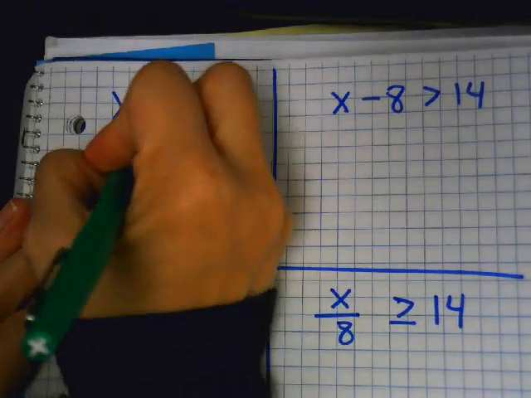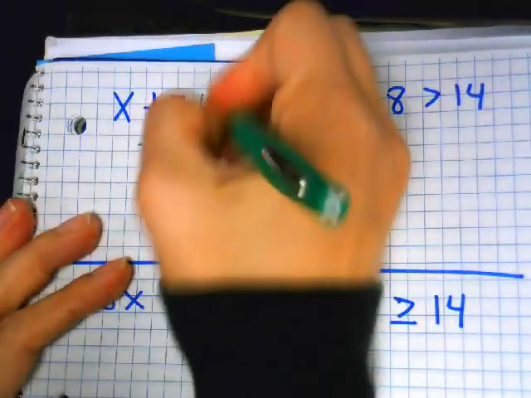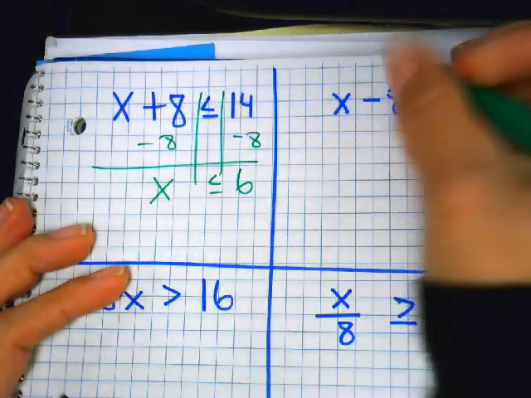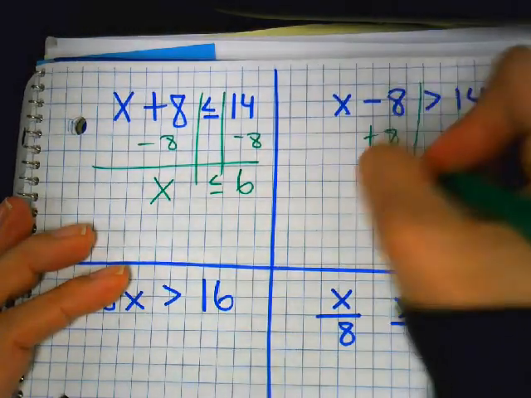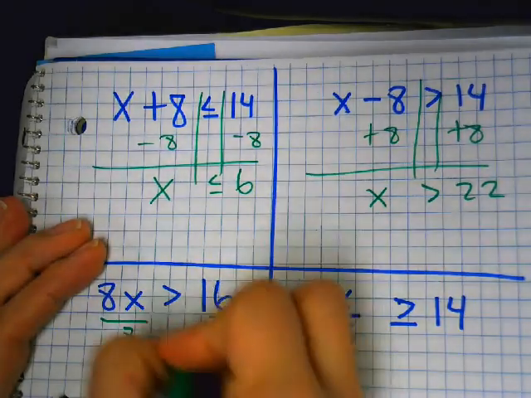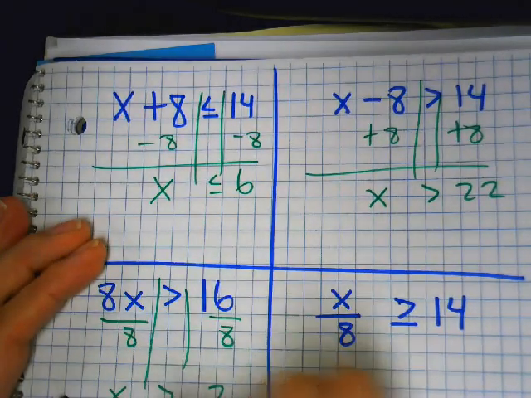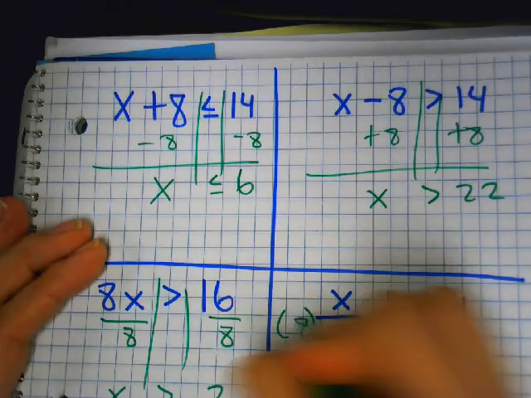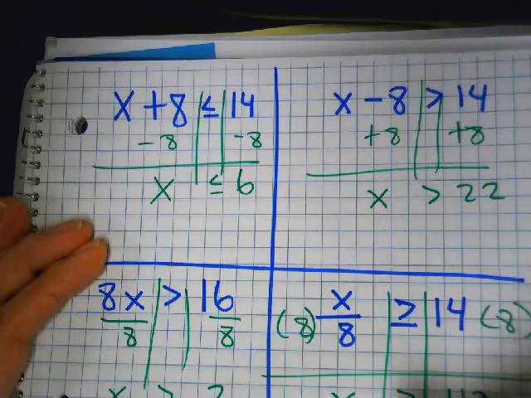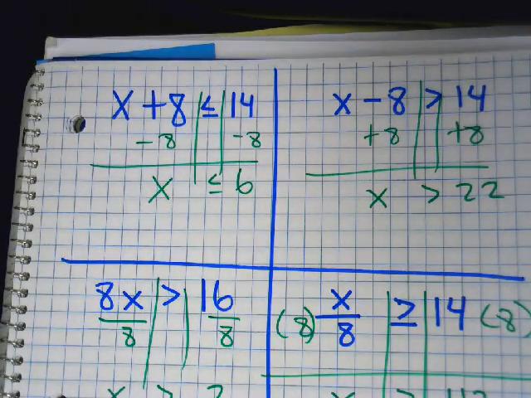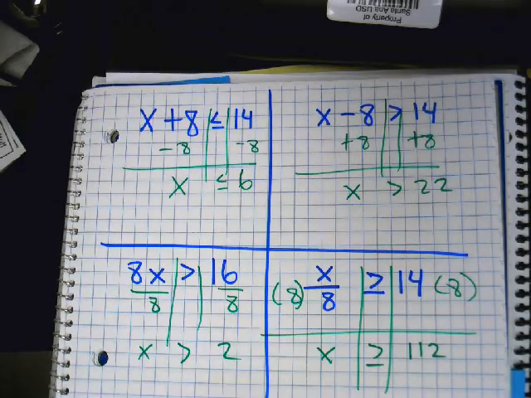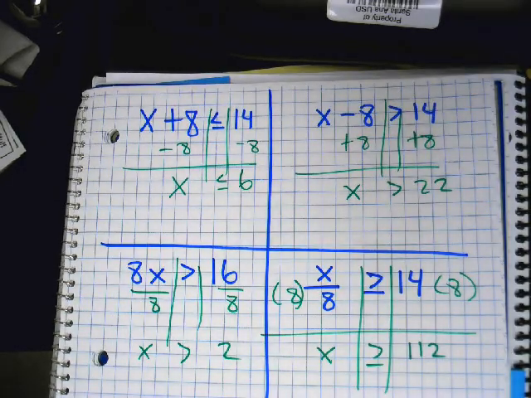Oh wait, I added wrong. Never mind, I didn't. 6 plus 8 plus 8. X is greater than 22. Divide by 8, divide by 8. X is greater than 2. And then here we're going to do parentheses 8, parentheses 8. X is greater than or equal to 112, you guys said? That's how we show our trabajo. That's what I'm looking for. I'm looking for work. Any questions? No? Okay, great.